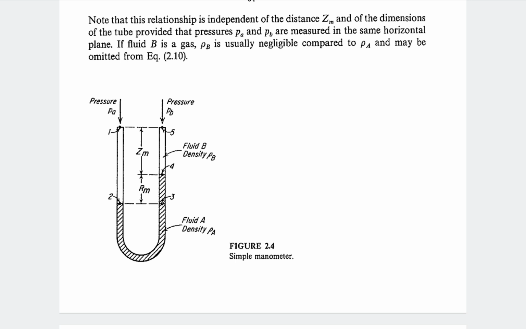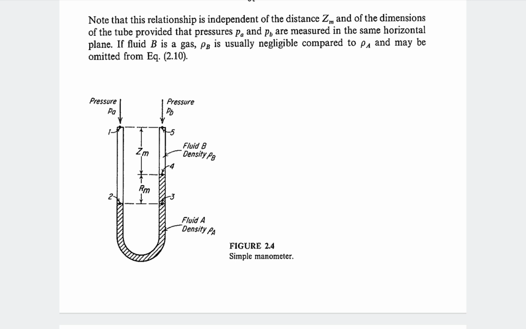The pressure in the left leg is PA, and the pressure acting on the right leg is PB. ZM is the height from the top to the right side leg where the manometric fluid starts, and ZM plus RM is the height from the top to the manometric fluid in the left leg, right? This is the simple U-tube manometer and its nomenclature.